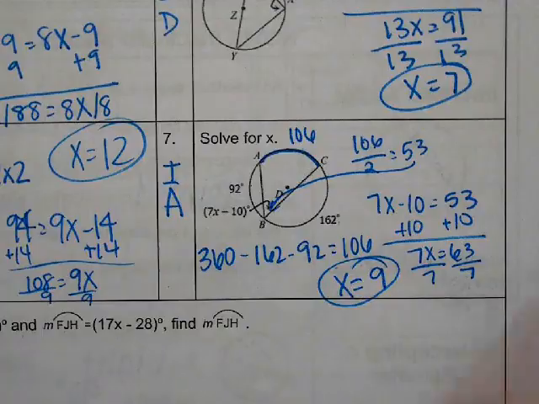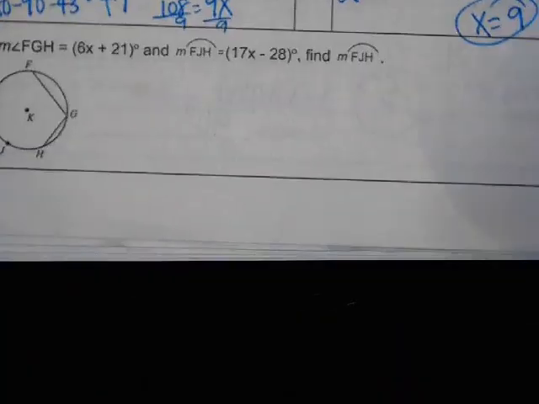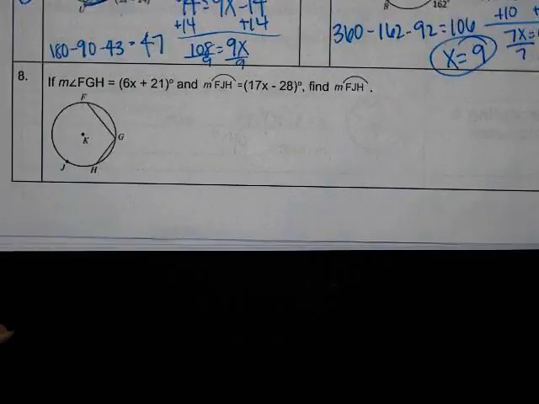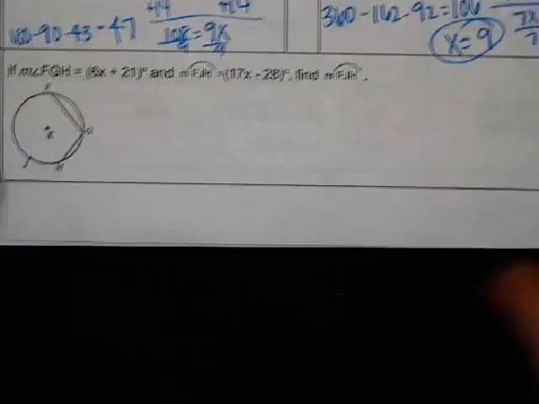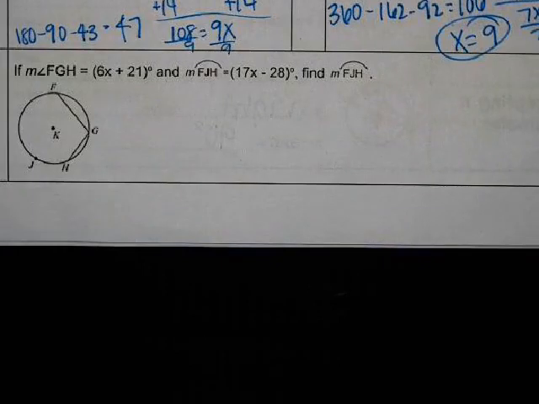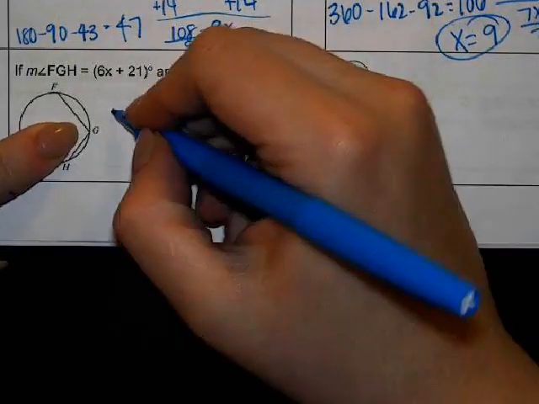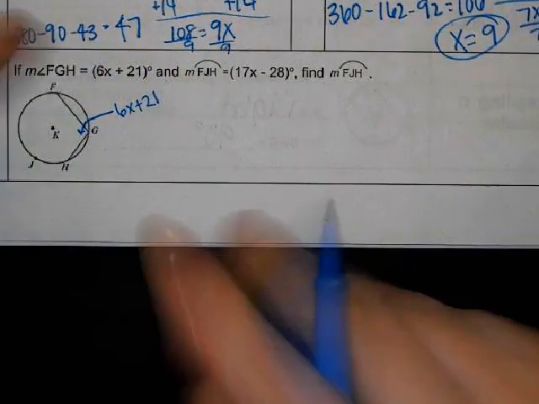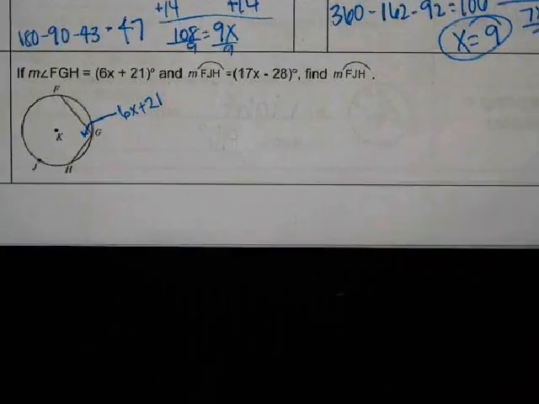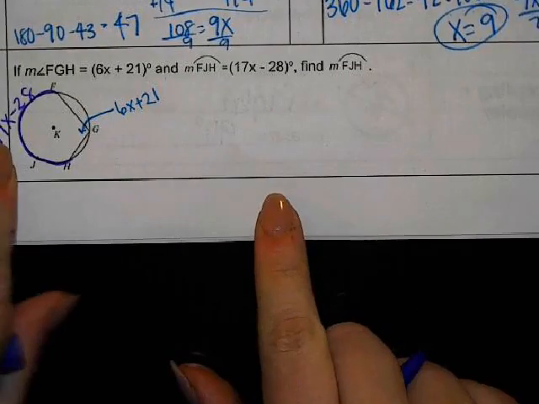Okay, so now I've got 3 more, and these are the more complex problems. So looking at number 8 on the bottom of page 14, it's given me a few pieces of information. It tells me angle FGH, that's this angle here, is 6x plus 21. And it also tells me arc FJH, that's this arc here, is 17x minus 28. And it wants me to find the measure in numbers of that arc, the purple one.